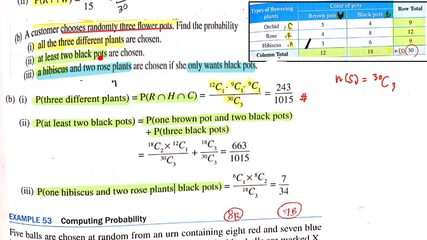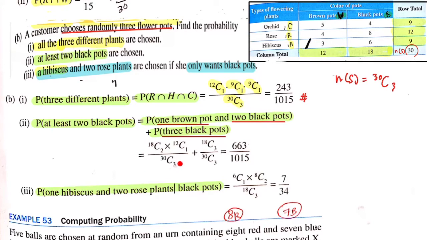At least 2 black pots are chosen. So what's the meaning of at least 2 black pots? At least 2 black pots meaning that we want the case for 2 black pots plus 3 black pots. So if we want to choose 2 black pots, 1 must be brown pots, because the total chosen must be equal to 3. So this is one case, and this is another case.